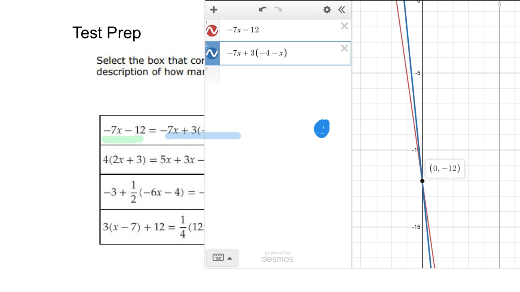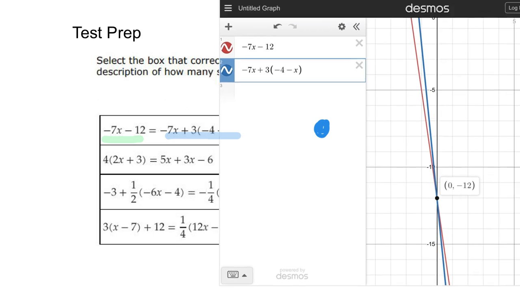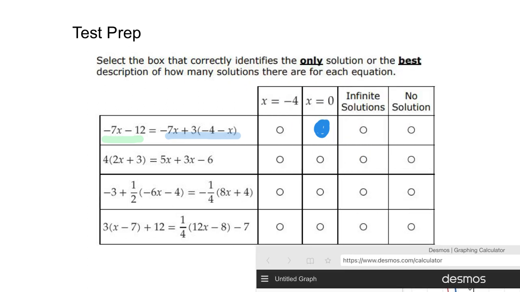Notice that these lines are parallel. They never touch each other. They never get any closer together, so they're never ever going to touch because they're parallel. So remember, lines that never touch can't have a point of intersection. They can't have a solution because they will never be equal. So the second one has an answer of no solution.